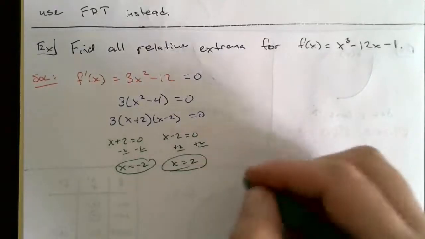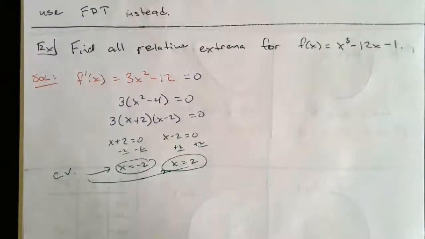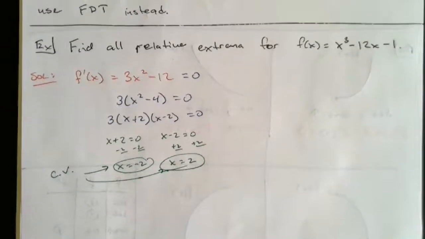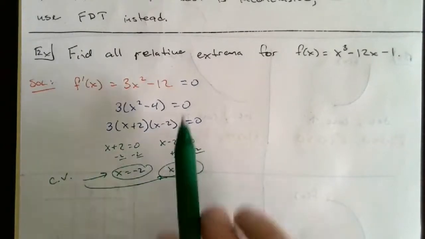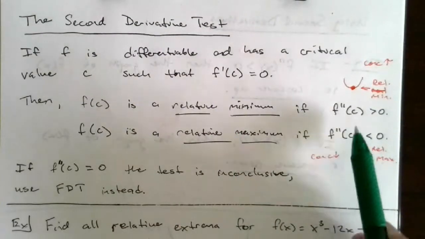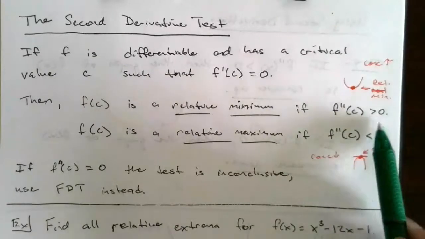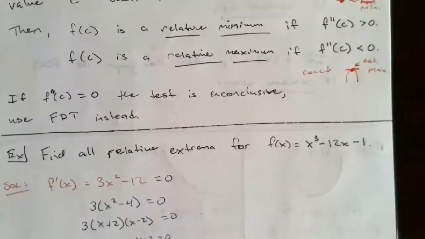These are, remember, what we call the critical values. I'll use CV for short. Now, if you were trying to do this using the first derivative test to find the extrema, you would then make a number line for the first derivative and put these on there. But because we found these critical values for when f prime of x equals 0, we can use our second derivative test above, which says if I sub the critical values into the second derivative, I can make some determinations about concavity, which tells me if it's a max or a min. So that's what we're going to do here.